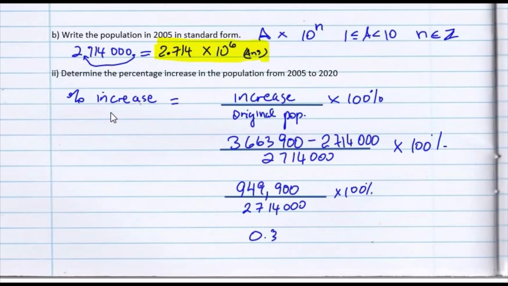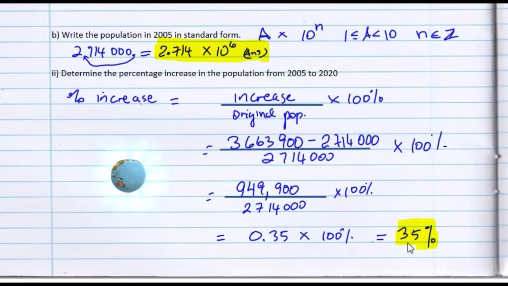0.35. So these are our calculator values. So we're going to get 0.35 multiplied by 100%. So we simply multiply the 0.35 by 100 to provide a percentage. And so what we'll have here as our answer is 35%. So there has been a 35% increase in the population from 2005 to the year 2020.